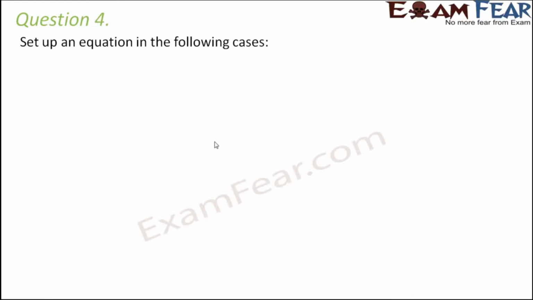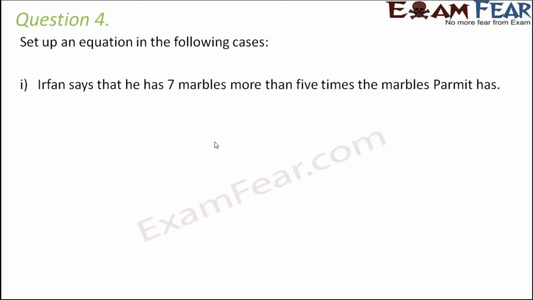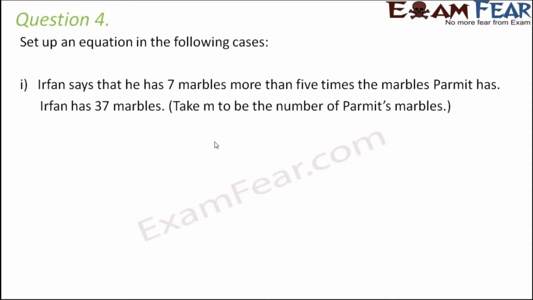Question number 4. Set up an equation in the following cases. Irfan says that he has 7 marbles more than 5 times the marbles Parmeet has. Irfan has 37 marbles. Take M to be the number of Parmeet's marbles. Okay, so this is something which we had discussed. So as per our step 1, Parmeet's marbles is something that we do not know. So we assume it to be a variable. Now here in the question it says that let's assume it as M.